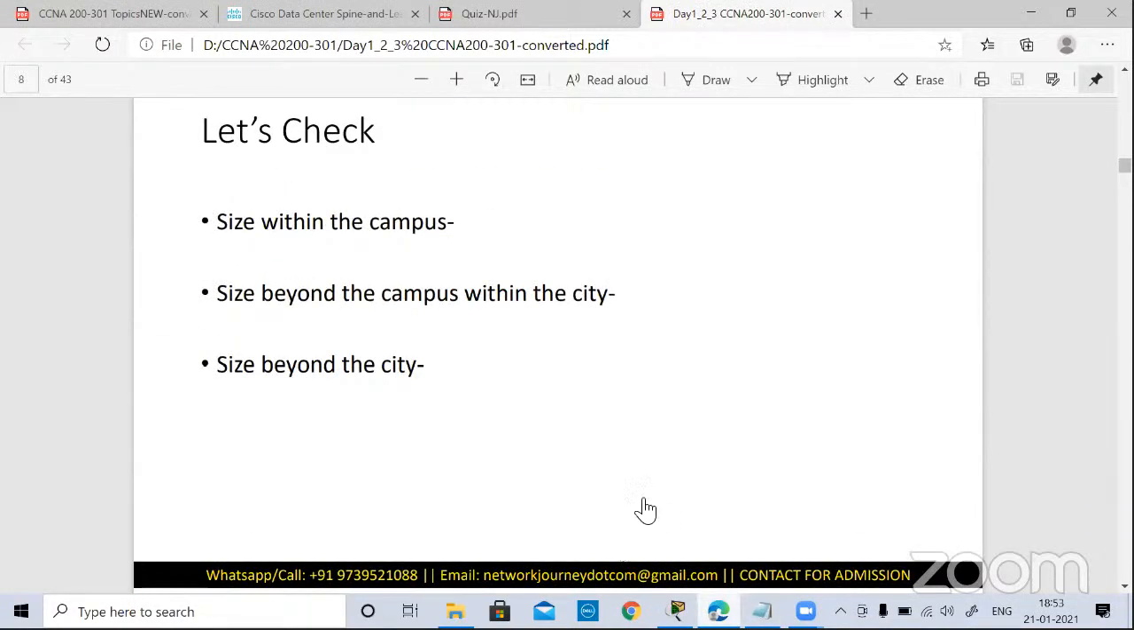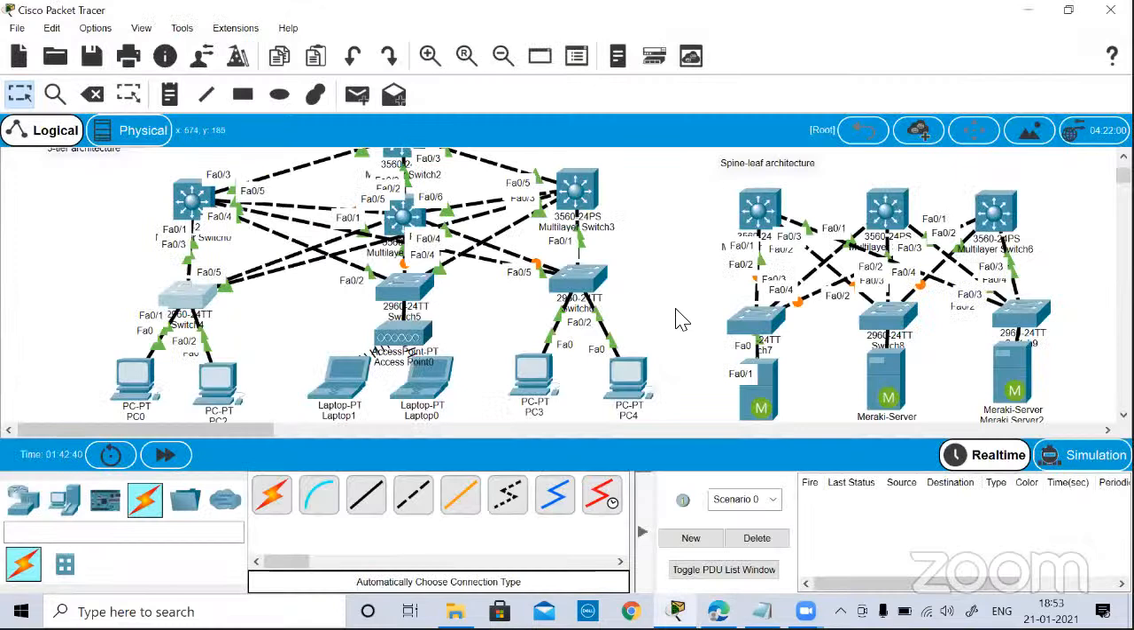I hope the packet tracer is visible to everyone. Is it visible, guys?